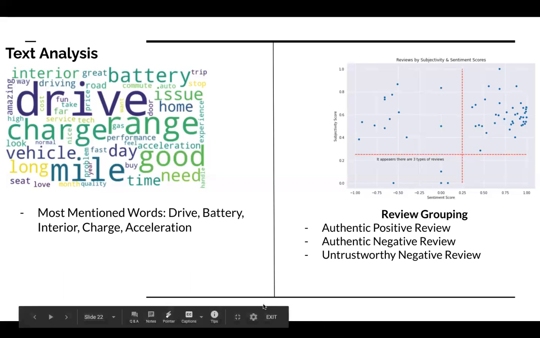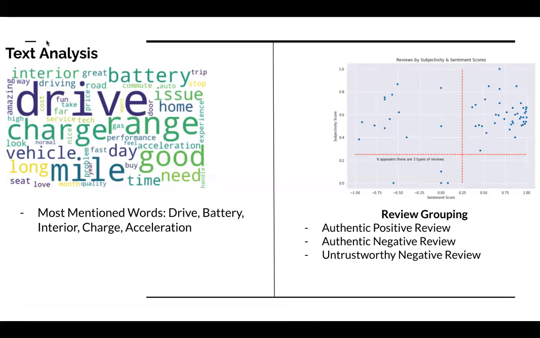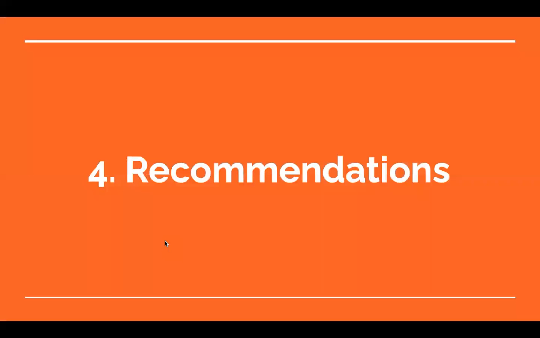The text analysis will also generate a word cloud to find out what words are most mentioned in the reviews by Tesla car owners. We find that drive, batteries, interiors, charge, and acceleration are the 5 keywords mentioned most. Tesla can refer to this chart to find out what they should do for their next product line. Then I'll pass to Gu Yuxin for our recommendations and limitations.